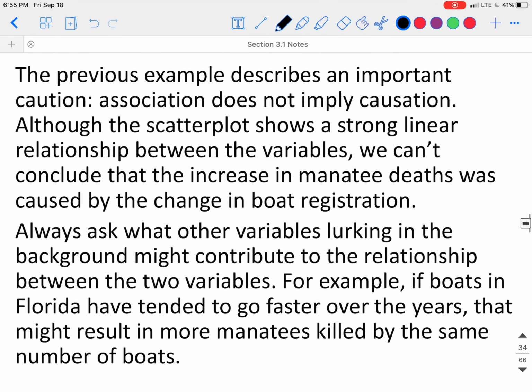Now, the previous example described an important caution. Association does not imply causation. So just because we can see that there is an association between numbers of boats registered and the number of manatees that were killed does not mean the number of boats going up is causing more manatees to be killed. Always ask what other variables lurking in the background might contribute to the relationship between the two variables. For example, if boats in Florida had tended to go faster over the years, this might result in more manatees killed by the same number of boats.